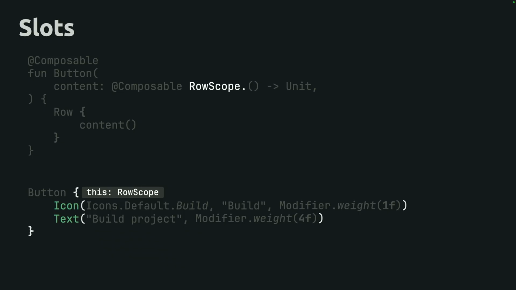But also, it has the receiver, which is always signaling to us that this will be used inside of a row. So we don't need to worry about whether the icon and text are going to be arranged on top of each other or under each other. We know that it's always going to be side by side because we are inside of this row scope.